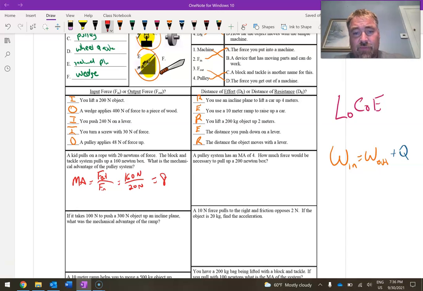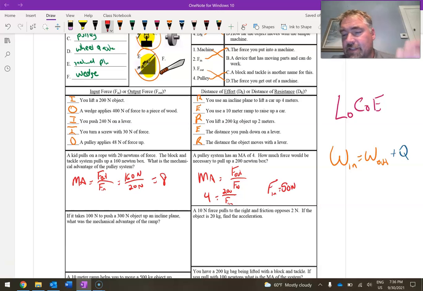It says the pulley system has a mechanical advantage of 4. How much force is necessary to pull up a 200 Newton box? So again, mechanical advantage is the force out over the force in. So we've got a 4, and my force out is 200. So the force that I would have to put in that case would actually only be 50. So my force that I would have to put in is 50.